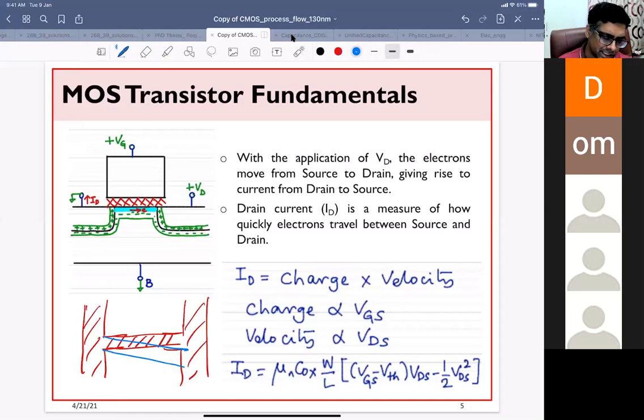And we also discussed this thing, right? Your current is charge into velocity, and we have calculated that. The main thing is your current is because of both gate voltage and drain voltage, right? If one of them is zero, then there will be no current. Your charge is proportional to gate voltage, please keep it in mind. Your velocity is proportional to drain voltage, and your current is charge into velocity, right? So without VGS or without VDS, we will not have any current flow, right?